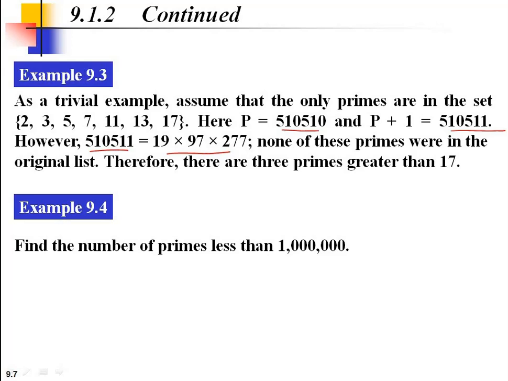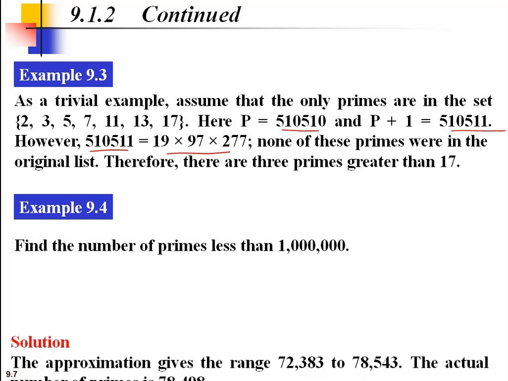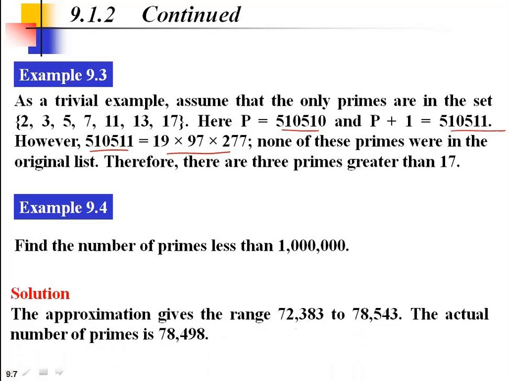Similarly, if we are asked to find the number of primes less than 10 to the power 6, the approximate range is about this much. The actual number of primes is 78498.